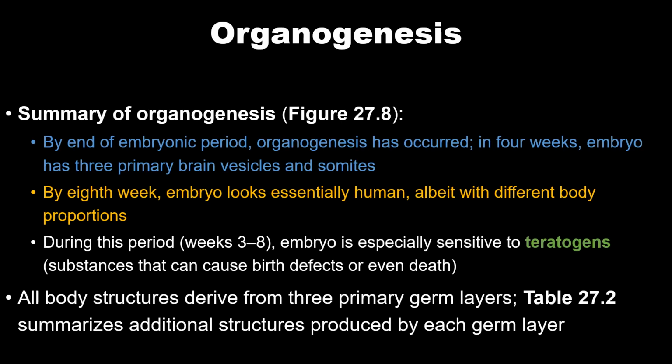And all body structures really derive from these three primary germ layers, and there is going to be a table here that will show you what comes from each layer. But by the end of this embryonic period, organogenesis has occurred, although the organs are rudimentary. Now, there is an image here where we're going to look at some embryos, at weeks 4 and 8. I want you guys to note that at week 4, the embryo has a prominent forebrain and somites, while at week 8, the embryo looks almost human with different body portions.